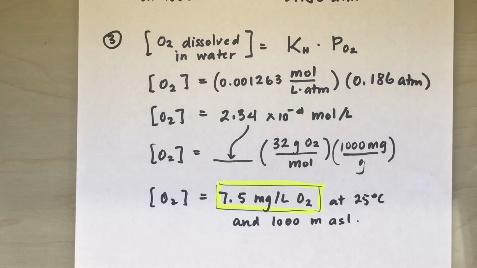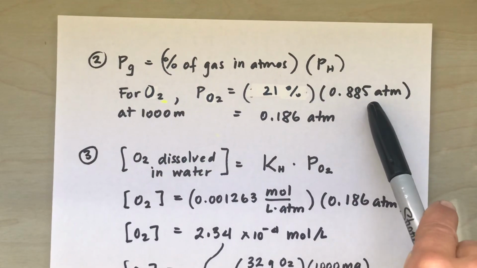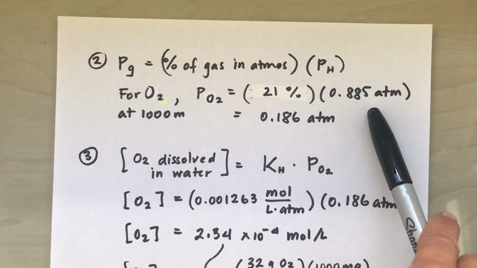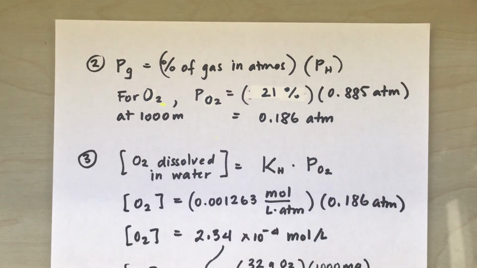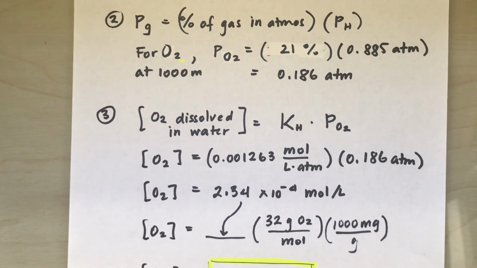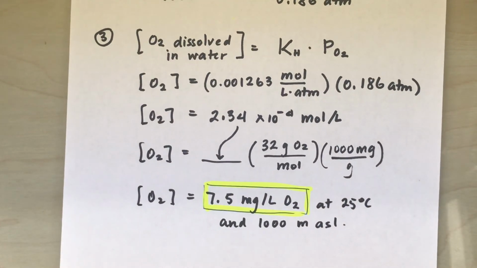Higher. At sea level, if we come back, this pressure is not 0.885, it's 1, because it's just atmospheric pressure at sea level. So then this is 0.21, and we would be able to just continue through. We can figure that out for different altitudes just based on the pressure and altitude relationship.